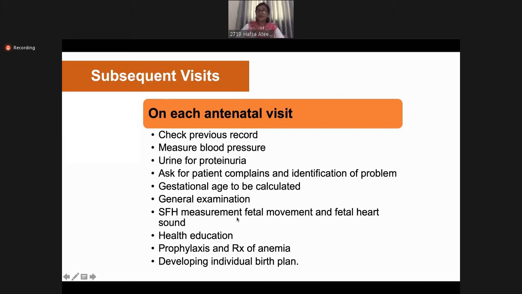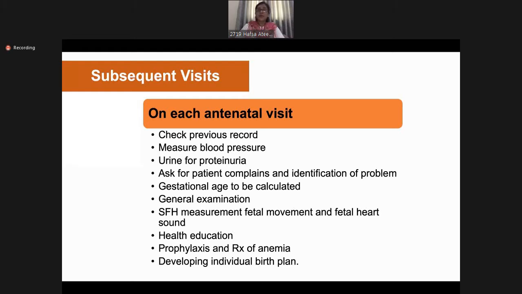Symphysiofundal height measurement is important, and the patient must be asked about the presence of fetal movements and fetal heart sounds. How many fetal movements are required every day? After 28 weeks of pregnancy, the patient usually feels 10 to 15 movements per day.